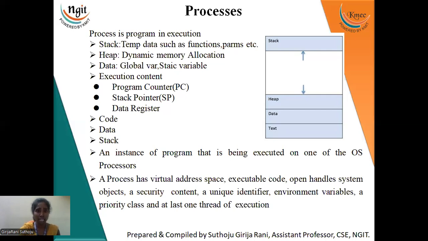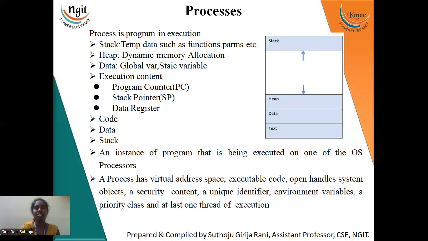In the stack space, we concentrate on the function calls and the parameters we pass to a function, or when we are moving from one procedure to another procedure. How we maintain the forward and backward movements of those procedures is stored in the stack space. Heap is, as we all know, dynamic memory allocation, where all the node-structured data that is dynamically allocated at runtime is stored in the heap.